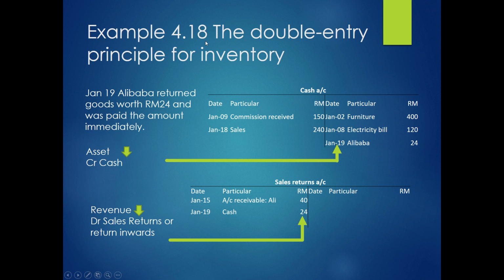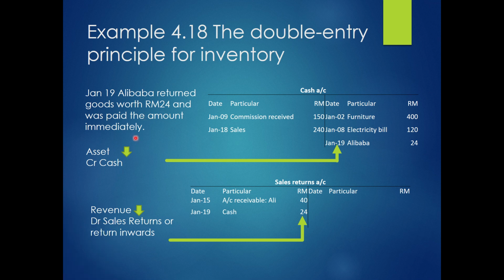Example 4.18, January 19, Alibaba returned goods worth 24 ringgit and was paid the amount immediately. Alibaba is the customer of the business. Therefore, when Alibaba, the customer, return good to the business, it is known as sales return or return inward. Return inward, in other words, means good return to the selling entity by the customer.